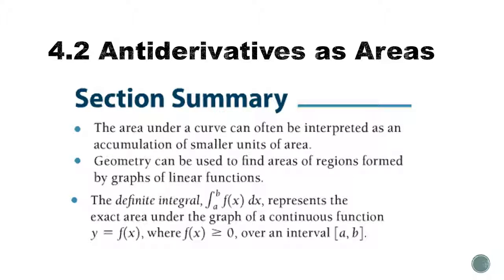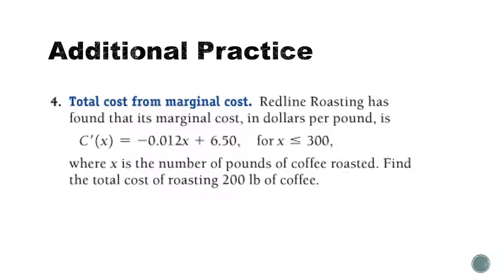Okay, so the area under the curve can be interpreted as an accumulation of small units of area. We can use geometry to find that, and you see how the definite integral is written. Remember, when you don't have a number at the top and bottom of the symbol, that is called an indefinite integral. Okay, the rest of this is a little bit of additional practice, so pause the recording in between these, try the problems out, resume to check your answer.